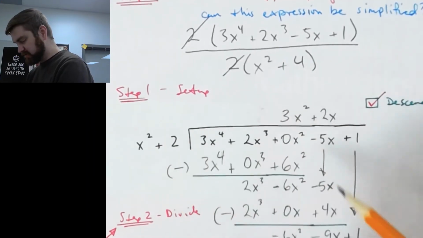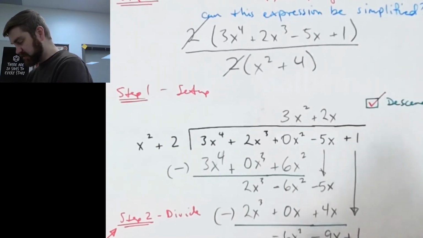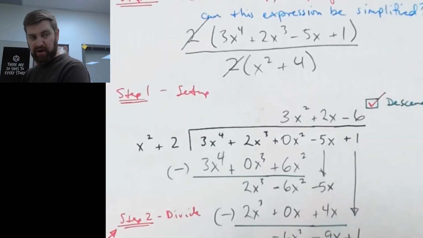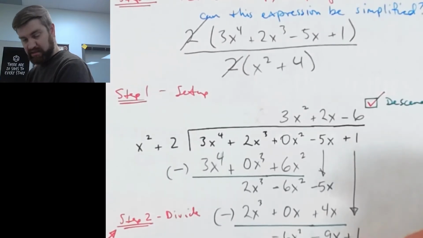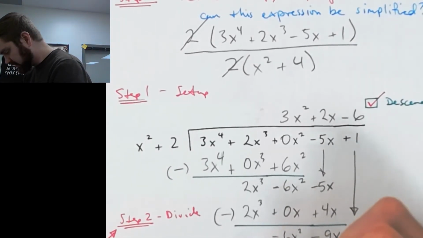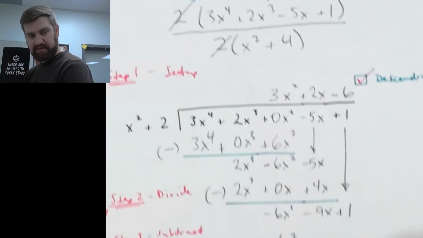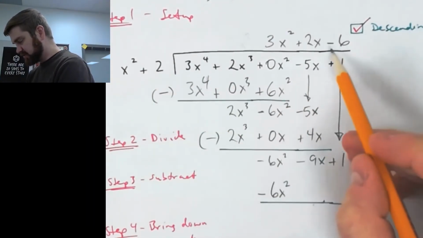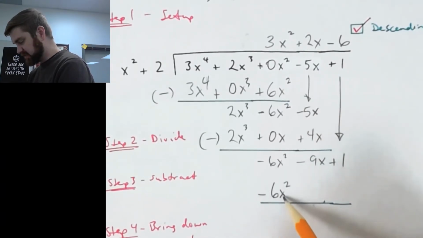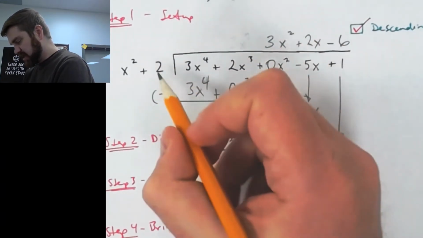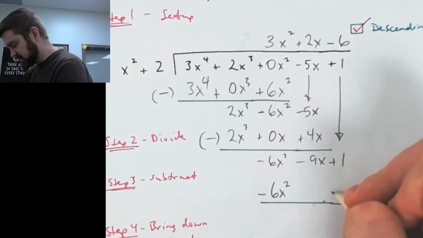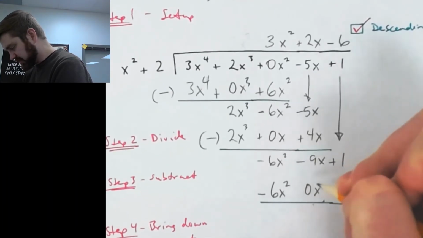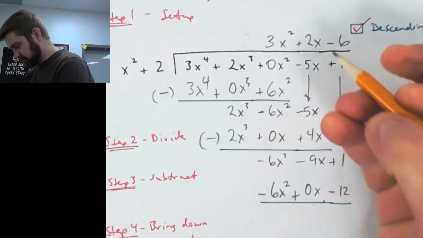Okay, so x squared times something will give me negative 6x squared. Okay, and hopefully you can see that that's just simply x squared times negative 6. So it gives me, oops, sorry about that. So it gives me x squared times negative 6 gives me negative 6x squared. Okay, and then 2 times negative 6 is negative 12. And then I just have a placeholder in here.